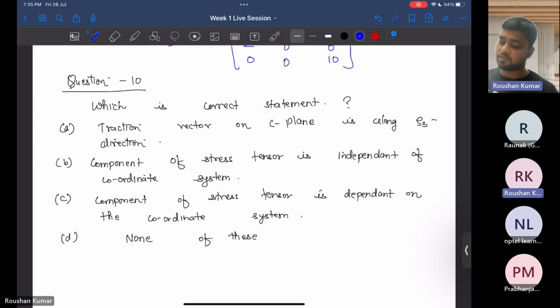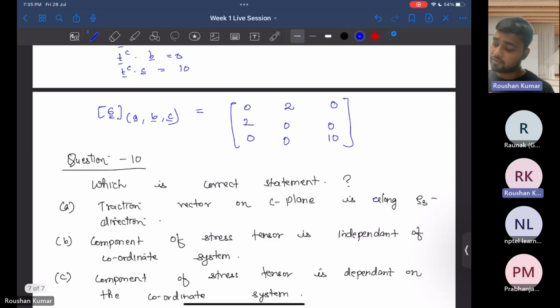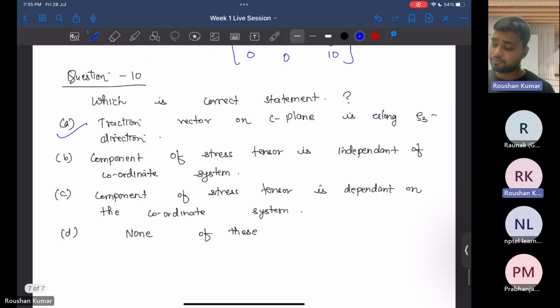So coming to the first option, traction vector on C plane is along E3 direction. First we can check here the traction vector on C plane. So this represents the traction vector on C plane. This is along E3 direction, which is correct because the two components along E1 and E2 direction are 0, and there is only a component along E3 direction. So the statement is correct.